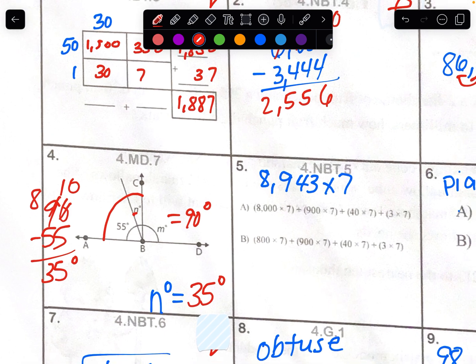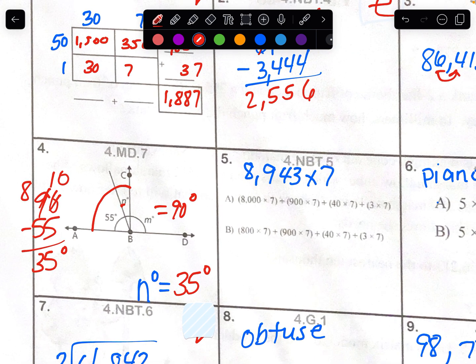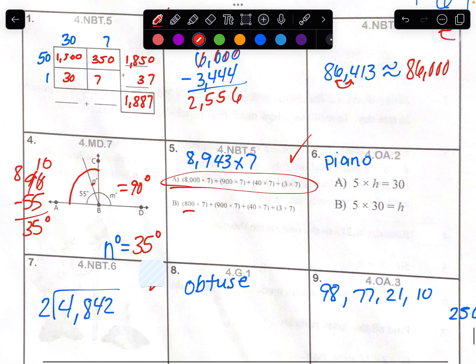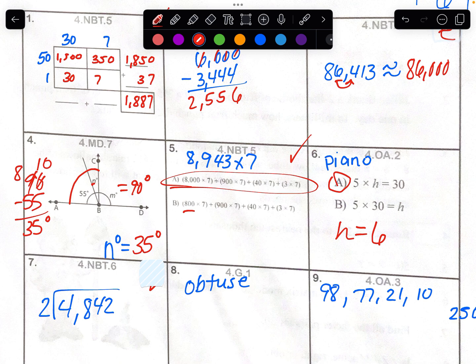All right, number 5, they want to know which one is correct for the distributive property, and it looks like it's going to be A. See what B has, right here. B has 800 instead of 8,000. All right, number 6, we're talking about playing on a piano. Practicing, A would be correct, where H is 6. And that's hours on the piano.